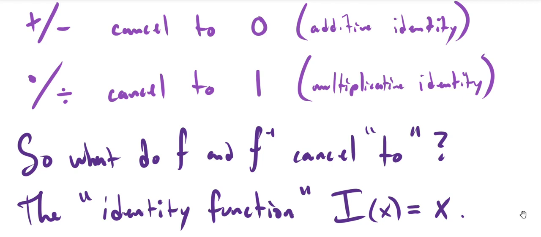Okay, so do f and f inverse cancel to something? Is there some operation or some function that we could consider they cancel to? Yes. So we consider this kind of boring function to be the identity function. It's written here as I of x, and what does it do? It just gives you x back, right? The identity function of x is x. It's kind of a boring function. It just gives you your input right back again.